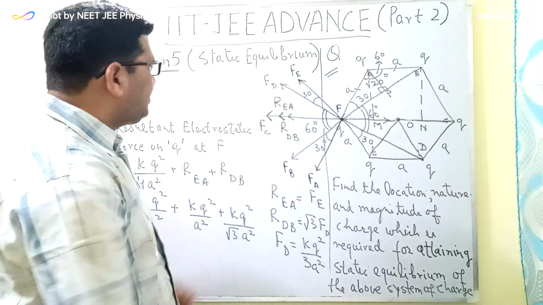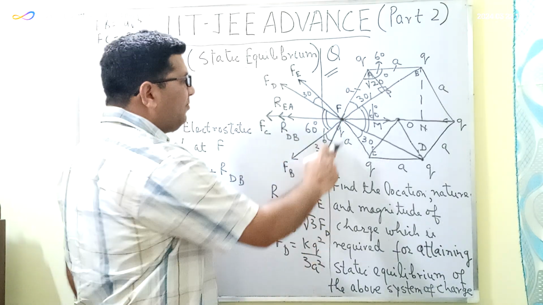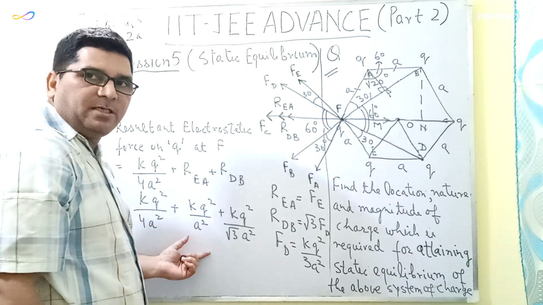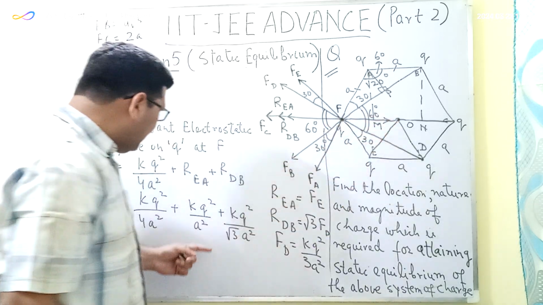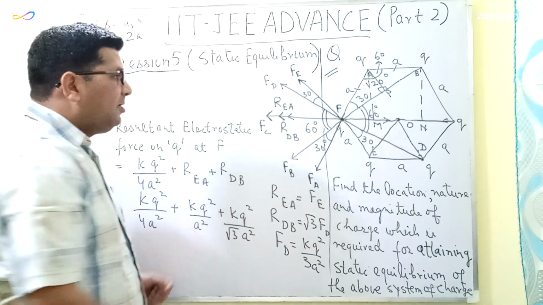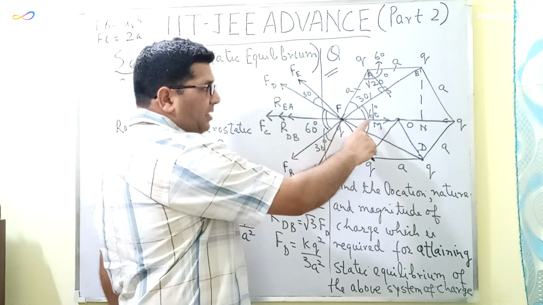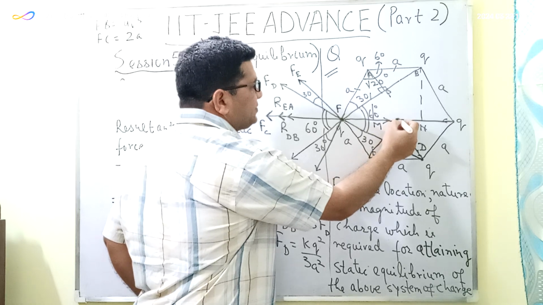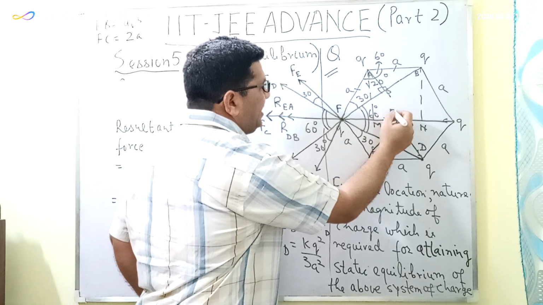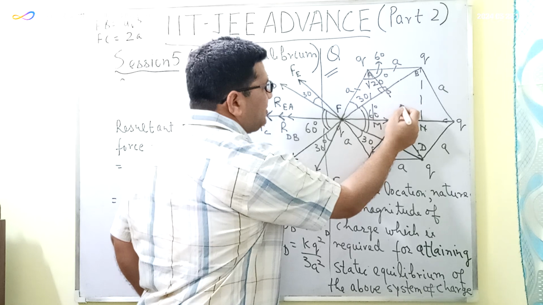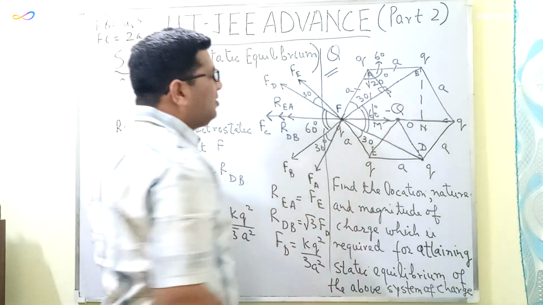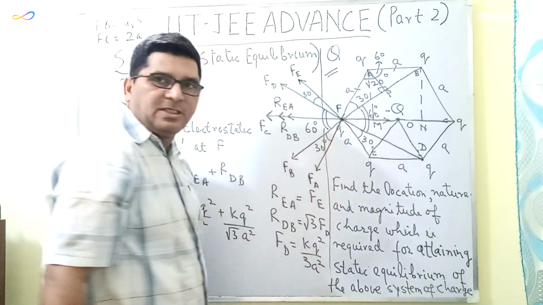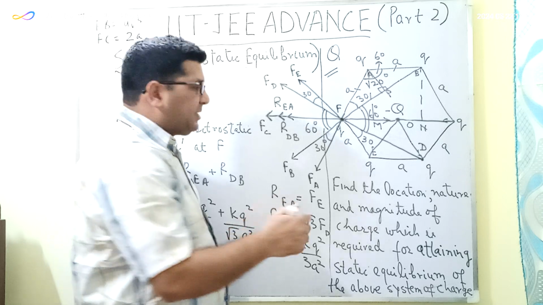Now this charge will be in a state of static equilibrium when it experiences an electrostatic force in the opposite direction, and its magnitude should be equal to this value. This is only possible when I place a charge at the center of this hexagon, and it should be a negative charge. Let us say the magnitude of the charge is capital Q, and it should be negative, because then this charge will be experiencing an electrostatic attractive force.